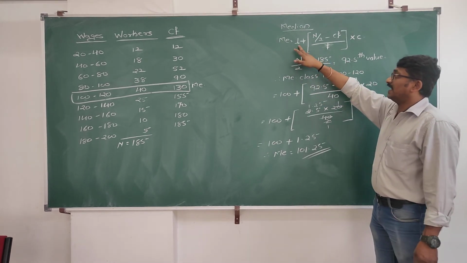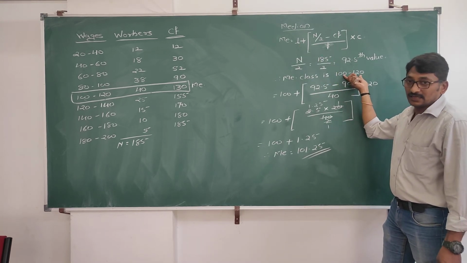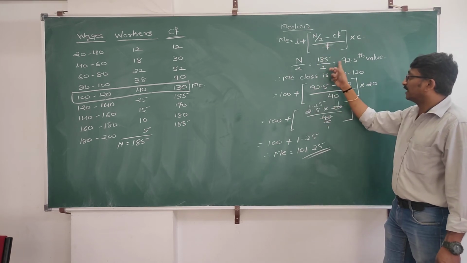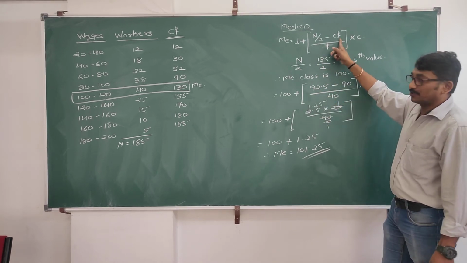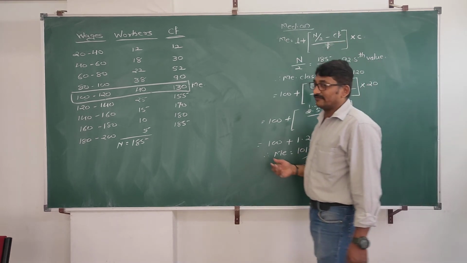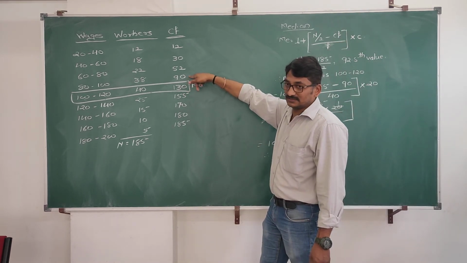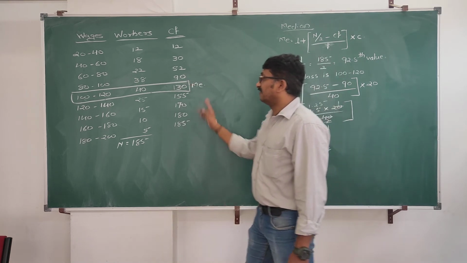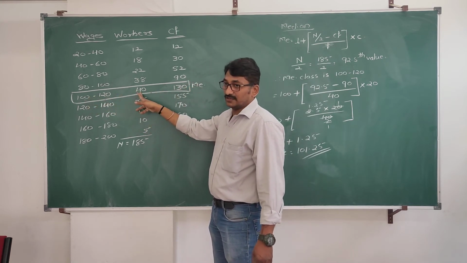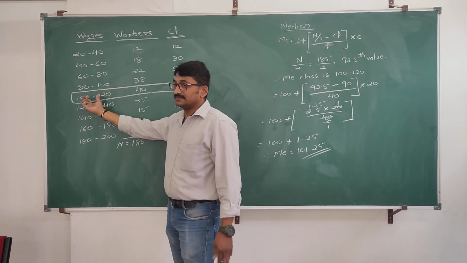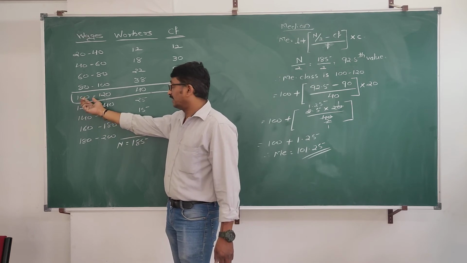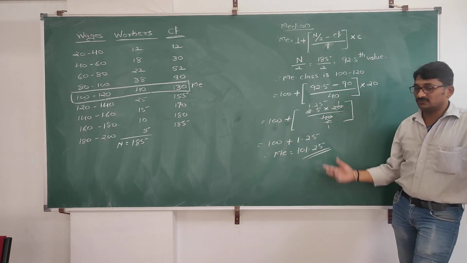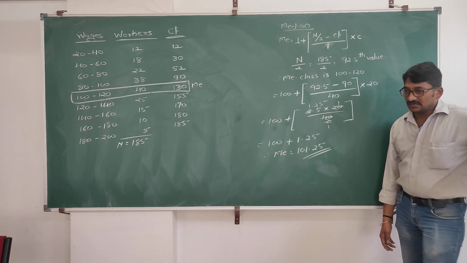Then go for the formula notation. L means lower limit of median class. Median class you know, lower limit is 100, right? 100 plus n upon 2, you have calculated 92.5. This is important. CF is cumulative frequency, but you have to take the preceding value to this. Preceding value, that is previous, 90. And F means frequency of this median class, that is 40. And C is nothing but difference in median class. So 100 to 120 difference is 20, that you have to consider. Clear?